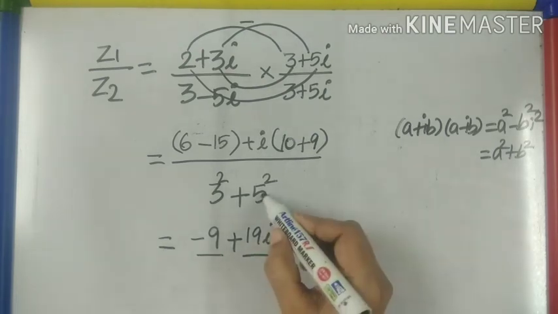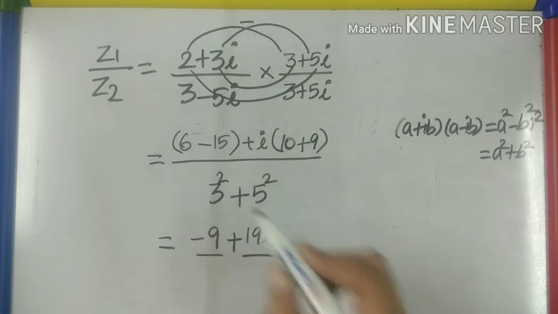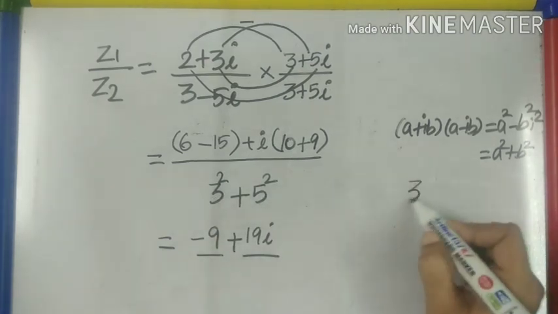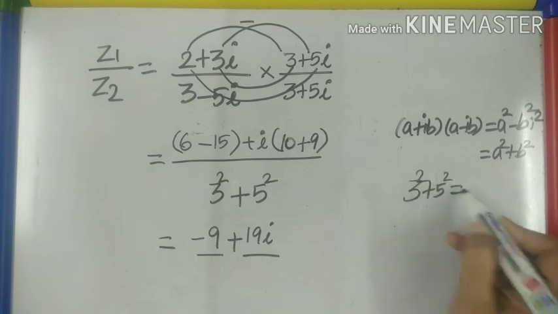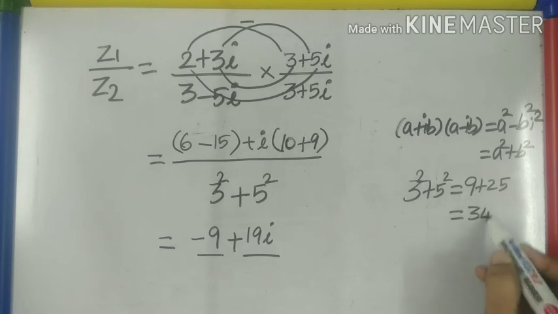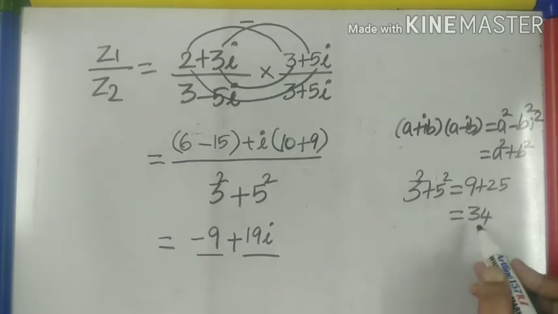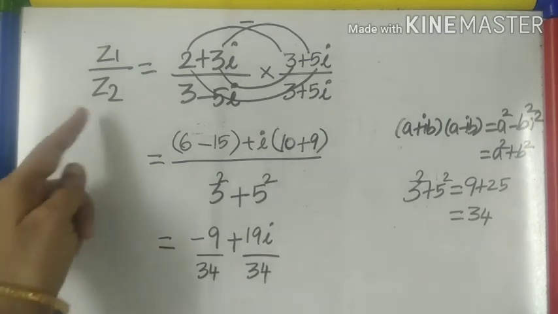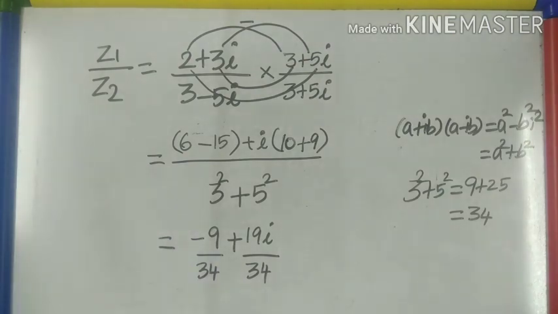Denominator, 5 square is 25, 3 square is 9. 25 plus 9, 34. So 3 square plus 5 square, my answer is 9 plus 25, which is nothing but 34. Put this 34 for each term separately. So by 34. So division is nothing but conjugate multiplication.